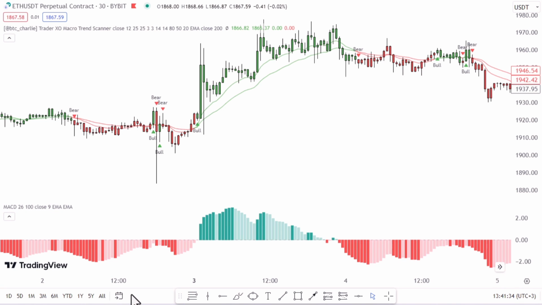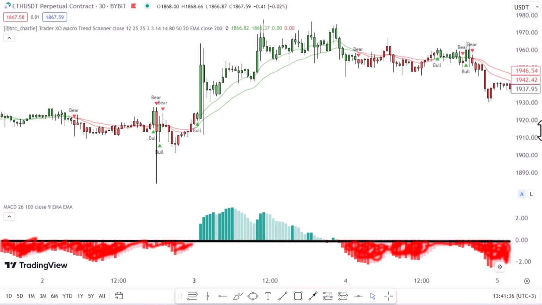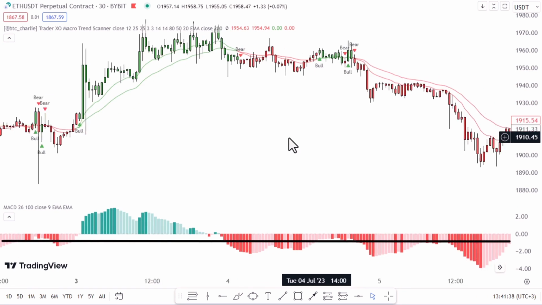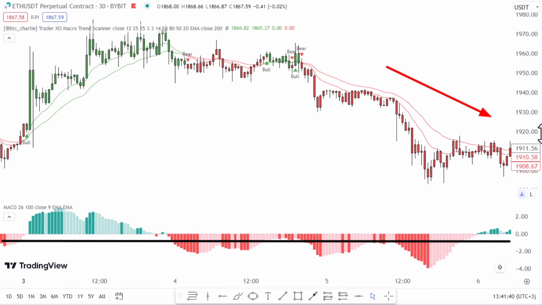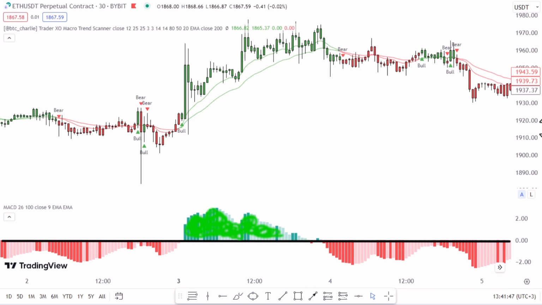If the MACD histogram is below the zero line, it means that we're currently in a downtrend movement and we're allowed to enter only sell trades. And if the histogram is above the zero line, it tells us that we are in an uptrend movement and we should enter only buy trades.